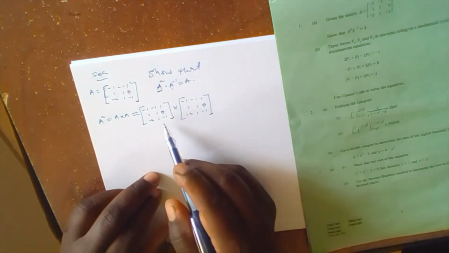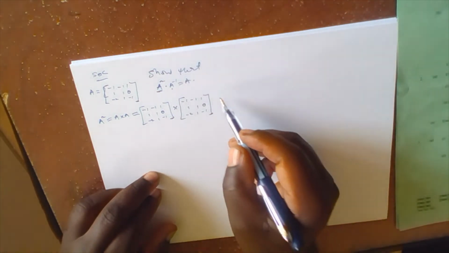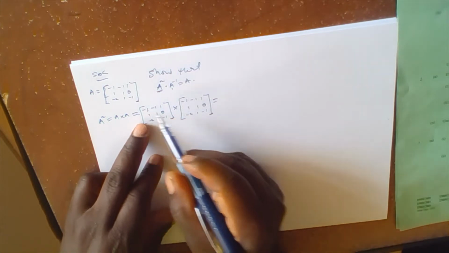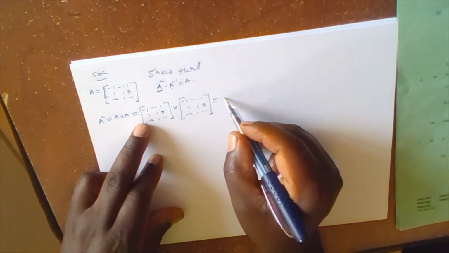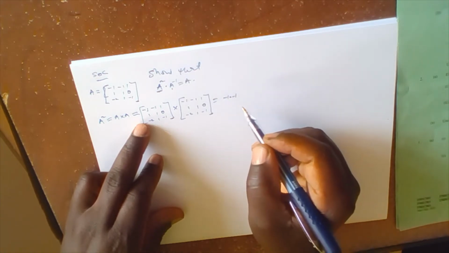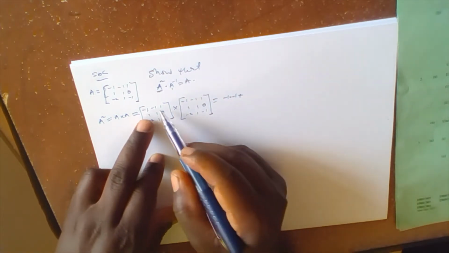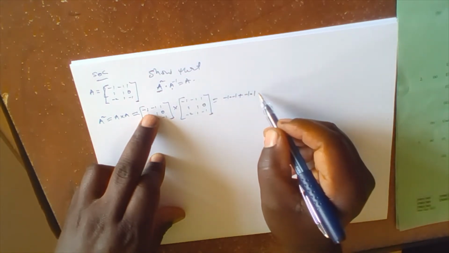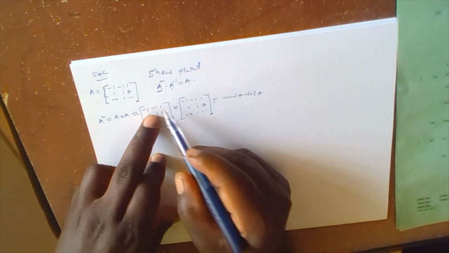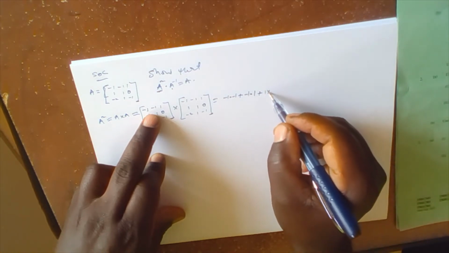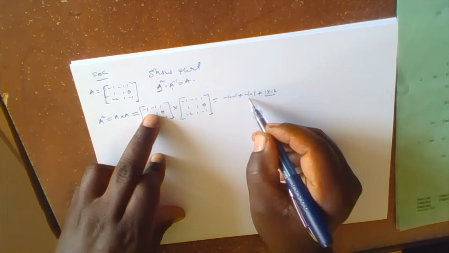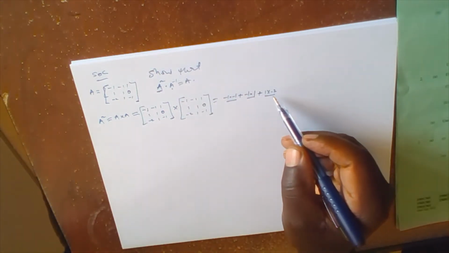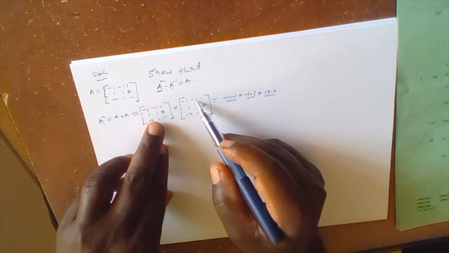So we multiply A, so we multiply row and column, so it will be -1 times -1, plus -1 times -1 times 1, then plus 1 times -2, like that. So we are done with the first element. We go to the second element.